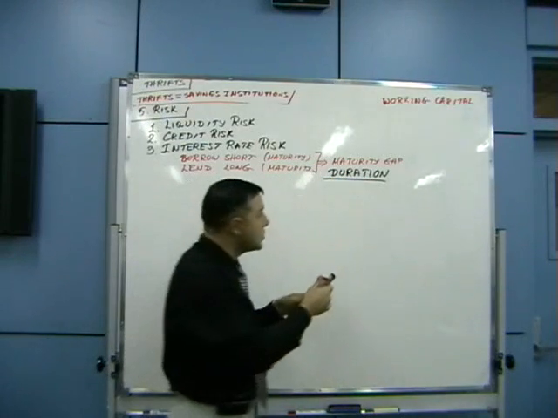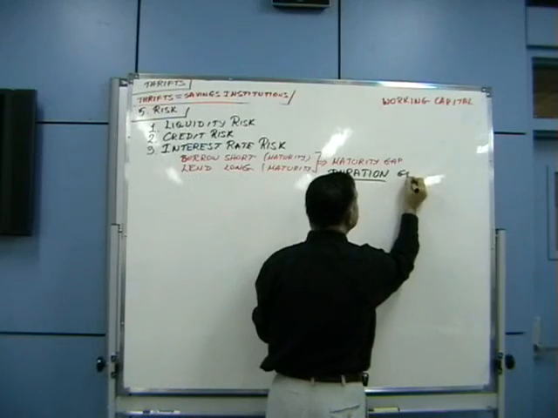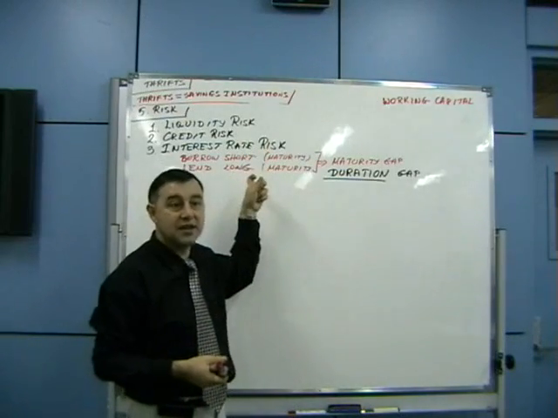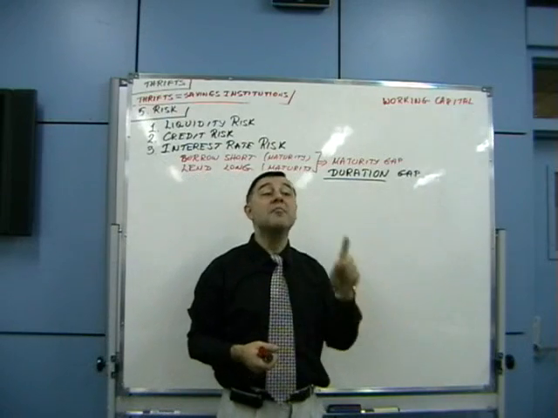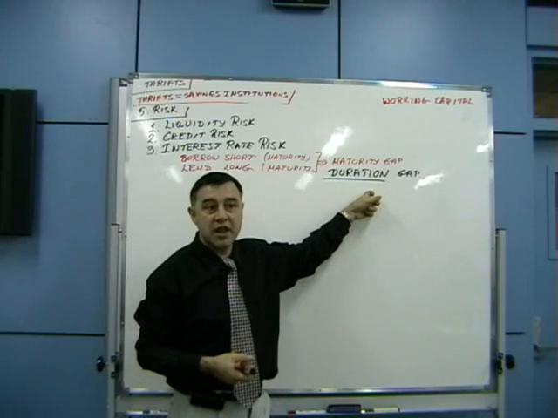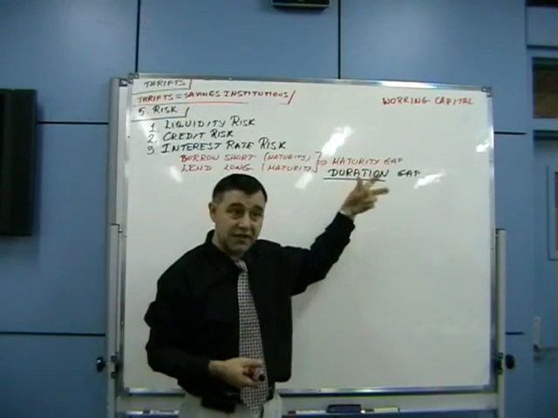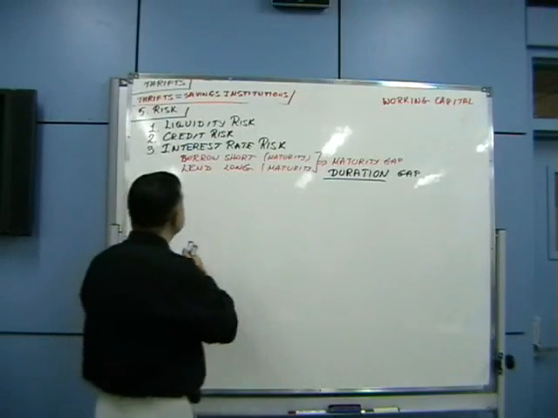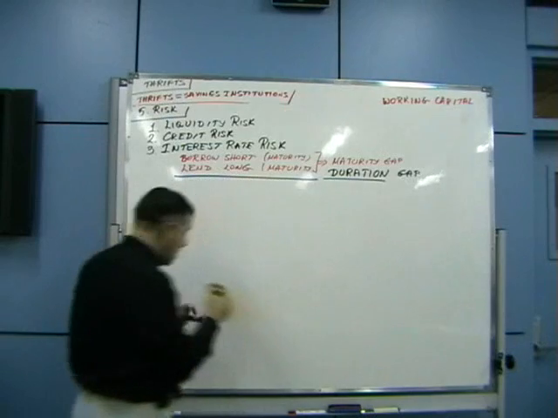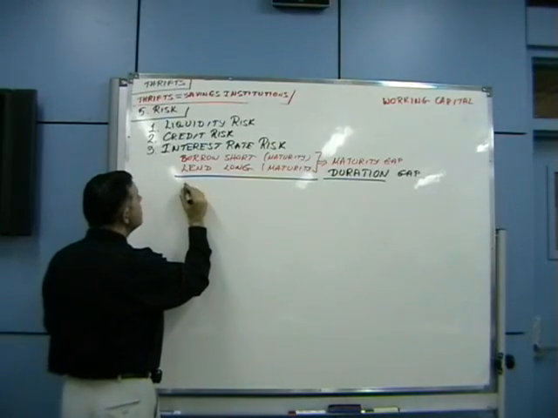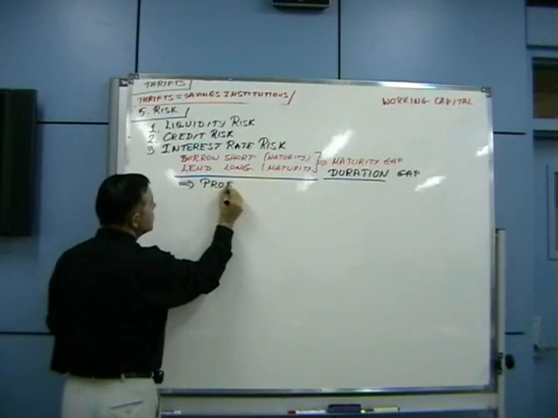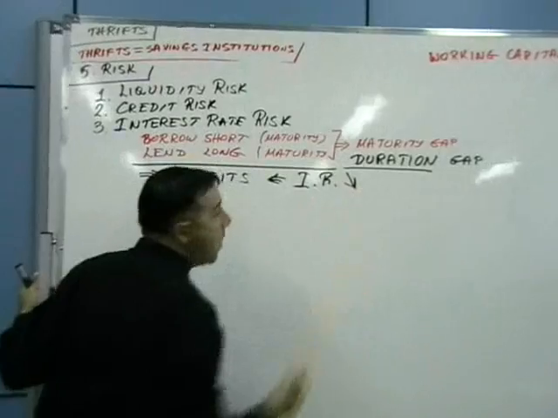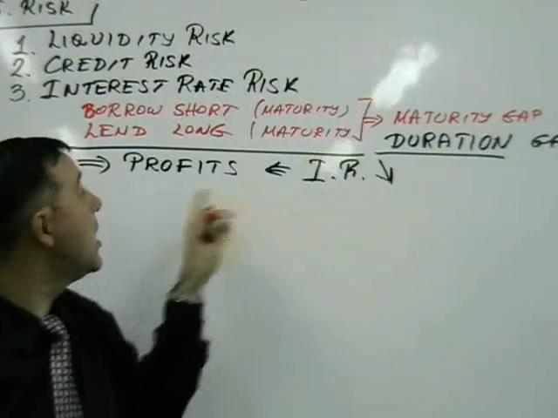So the maturity gap is also known as the duration gap, which is the gap between the duration of the assets and the liabilities. And the duration gap is the measure of interest rate risk. So duration measures the sensitivity of the one, the sensitivity of the other. Borrowing short and lending long, let's write it out to be quite sure that you remember it, in general results in huge profits when interest rates are falling.